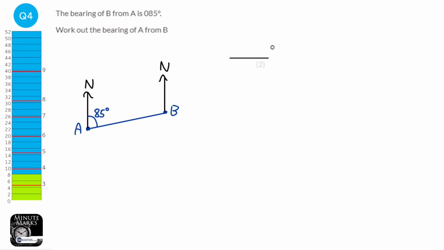So now it says work out the bearing of A from B. So the first thing we can do is just draw a line going down here. And we know that this angle here will also be 85 degrees, because of alternate angles. It's always best to write that down somewhere, so we can just put in brackets here alternate angles. And we know that this angle here is going to be 180 degrees, because it's a straight line.